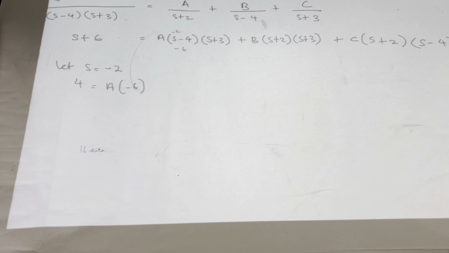A equal to 4 divided by minus 6, negative 2 over 3. A is minus 2 over 3. Now solve for B.